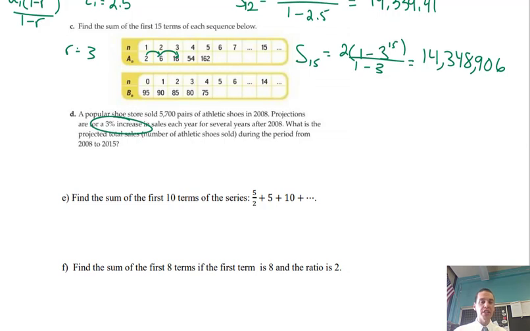The 3% increase is the key here. What's the ratio for a 3% increase? 1.03, or 1 plus 0.03. That is our ratio. One of the things that we need to look at is from 2008 to 2015, A1 is implying that we're in year 2008, so 2009 would be year 2, 2010 year 3, 11, 12, 13, 14, 15. So we're going to be in year 8.